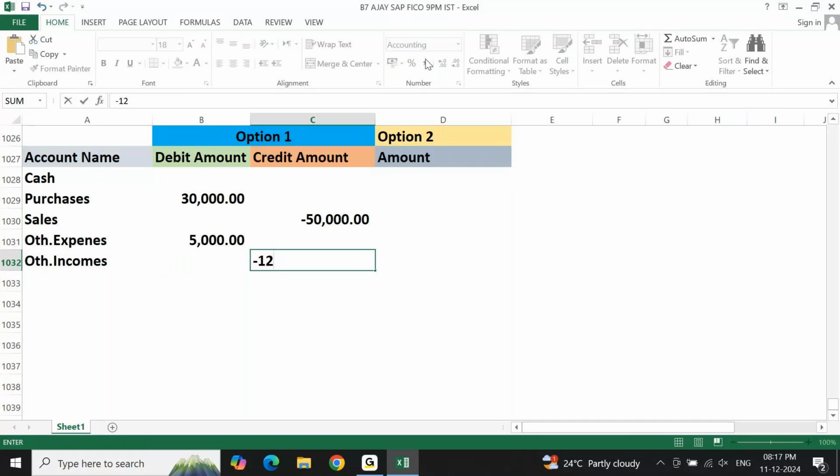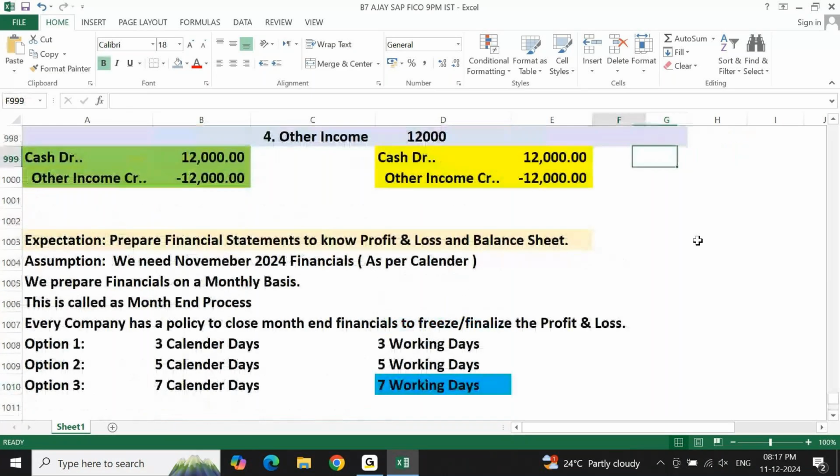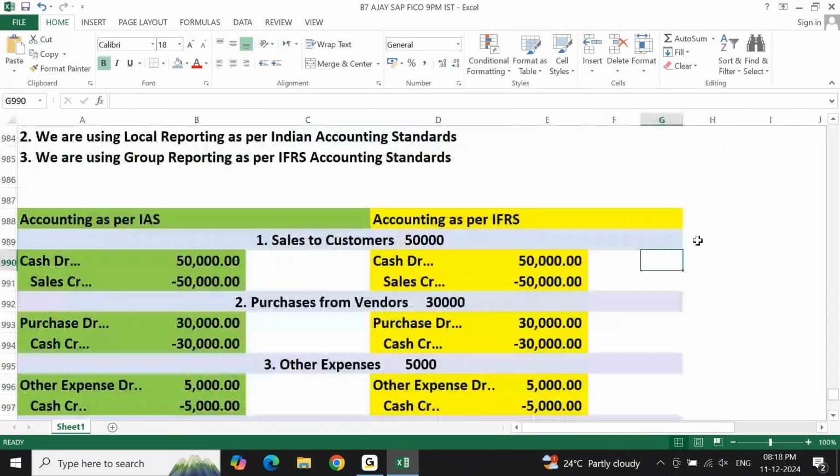12,000 here. We were able to put all the numbers on the respective side, either debit or credit, but one number is missing, that is your cash. So what we need to do is find out the cash closing balance. To find out the cash closing balance, we need to take debits of cash. We also need to take credits of cash. Am I right? Yes. Now, if I look at the accounting entries, whatever we posted, debits are how much in cash?